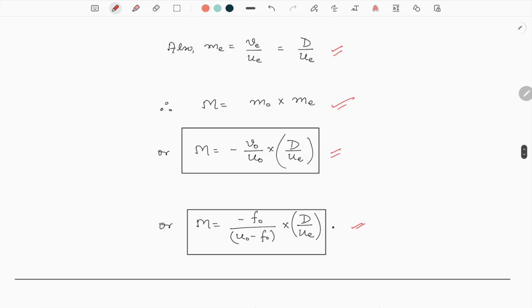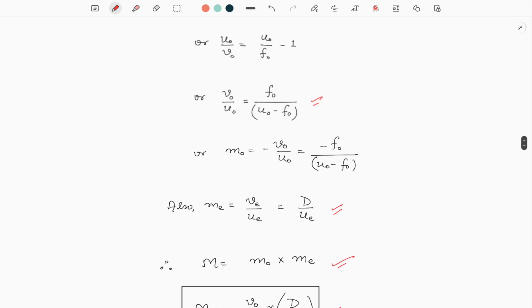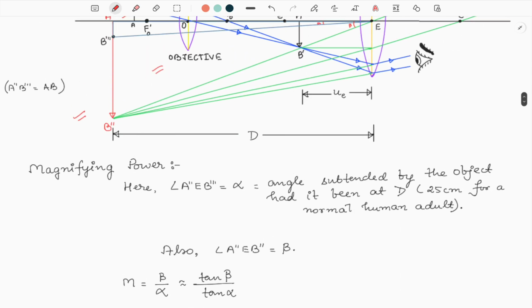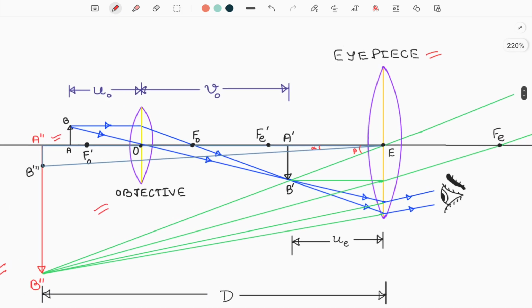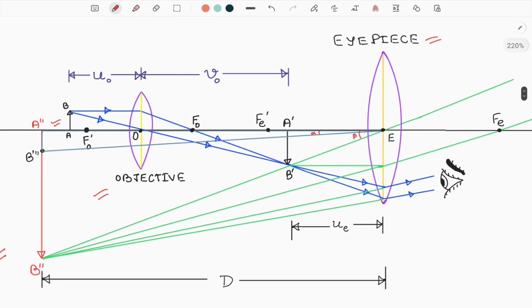So this is how you can get the compound microscope magnifying formula, and the ray diagram I have already explained to you. You can see it here again. If you want to draw it, I can zoom it for you. You can pause the video to draw it.